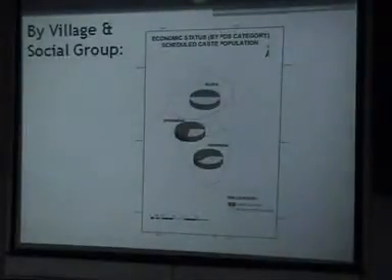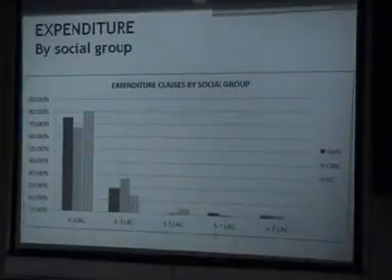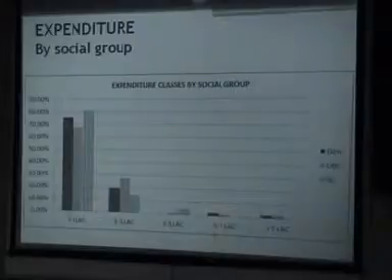Next. Village-wise, the next indicator is expenditure. Again, the general category has more families in the higher income group, and SCs have the higher proportion in the lower income group. Next.